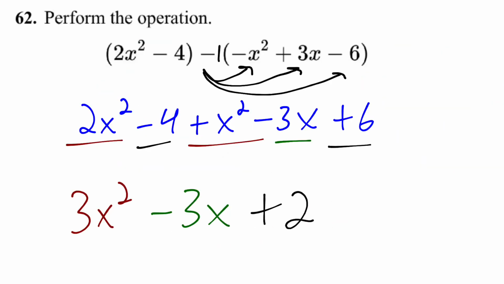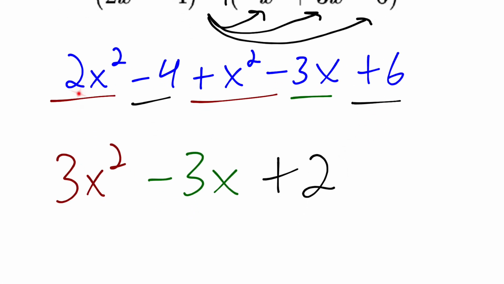62 is polynomial subtraction, so I can treat this like a -1 and distribute to each term on the right. The left just copies down, but the right, it's the opposite. Instead of -x squared, it's positive x squared. Instead of 3x, it's -3x. Instead of -6, it's positive 6. Then I combine like terms. X squareds, I have 2 and 1, which gives me 3. For x's, I only see this one, so I bring it down. And then for numbers, I have -4 plus 6, which is 2.